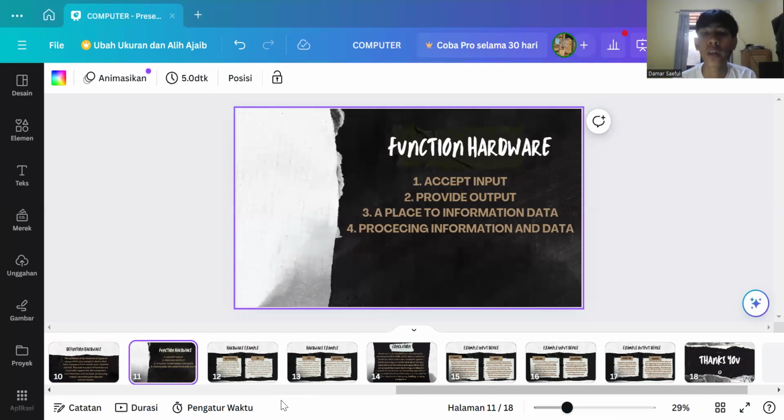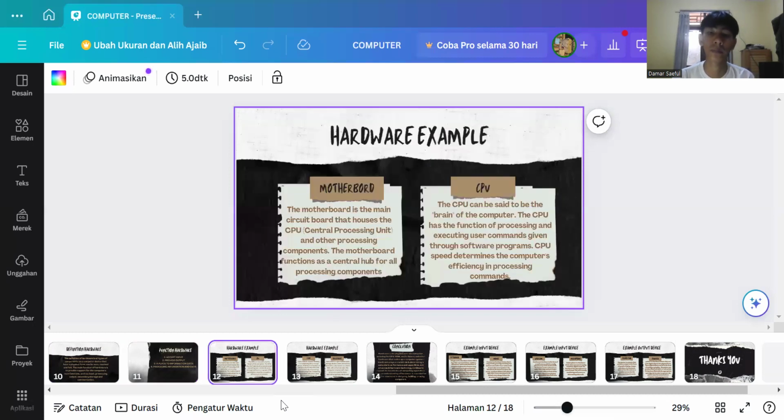Functions of hardware. 1. Accept input. 2. Provide output. 3. Apply to information and data. 4. Process information and data. Hardware example. Motherboard. The motherboard is the main circuit board, the house of the CPU, central processing unit, and other processing components. The motherboard functions as a central hub for all processing components.